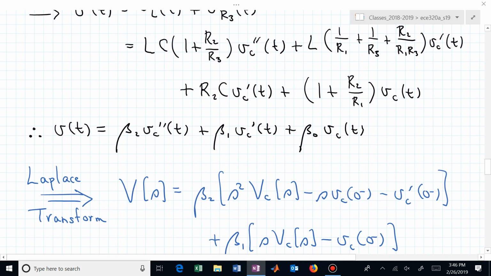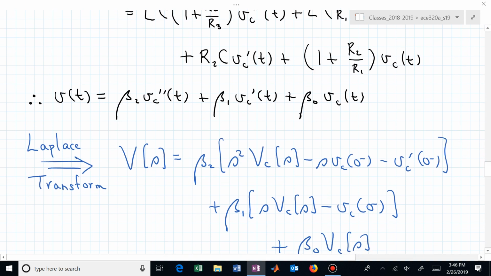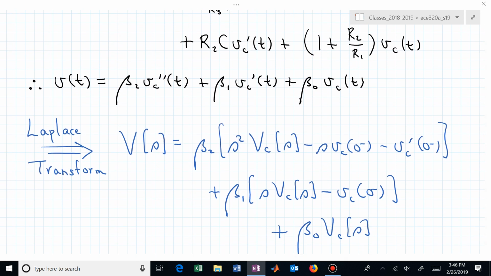What if I now wanted to Laplace transform that? Now we have to Laplace transform derivatives and variables v sub c. The first one, or the rightmost one, is easy. That's just the Laplace transform of little v sub c of t. That simply becomes beta sub 0 capital V sub c of s.